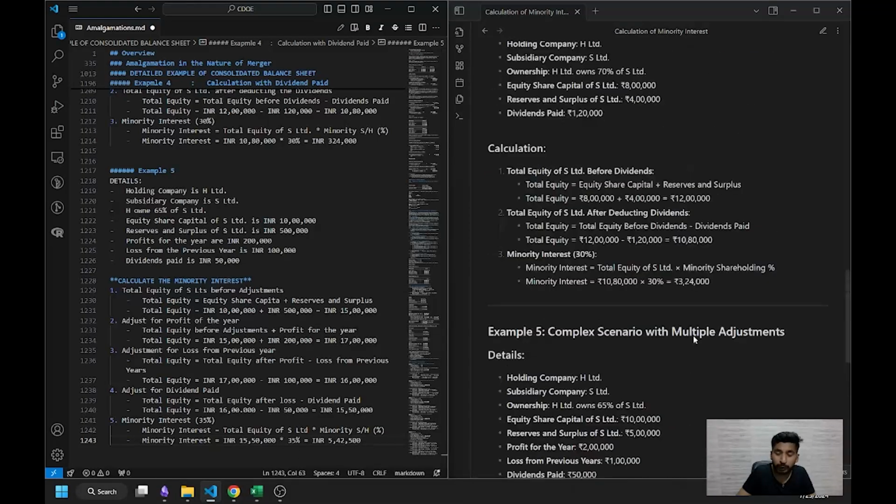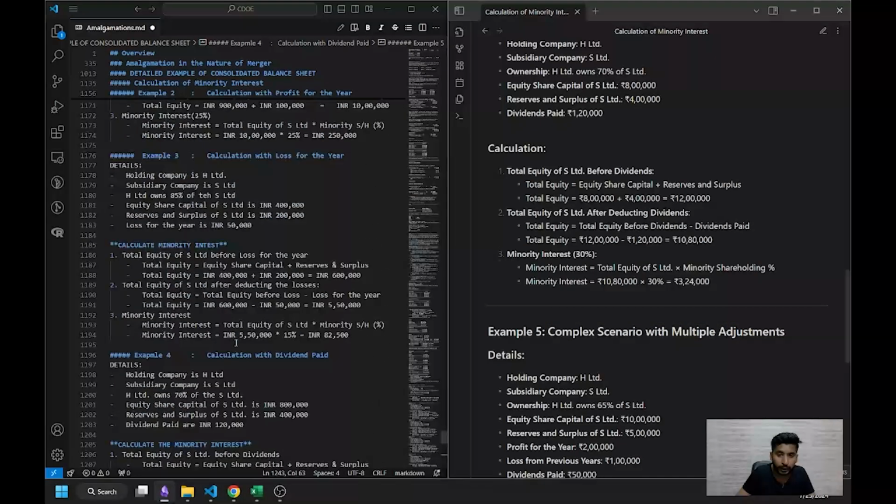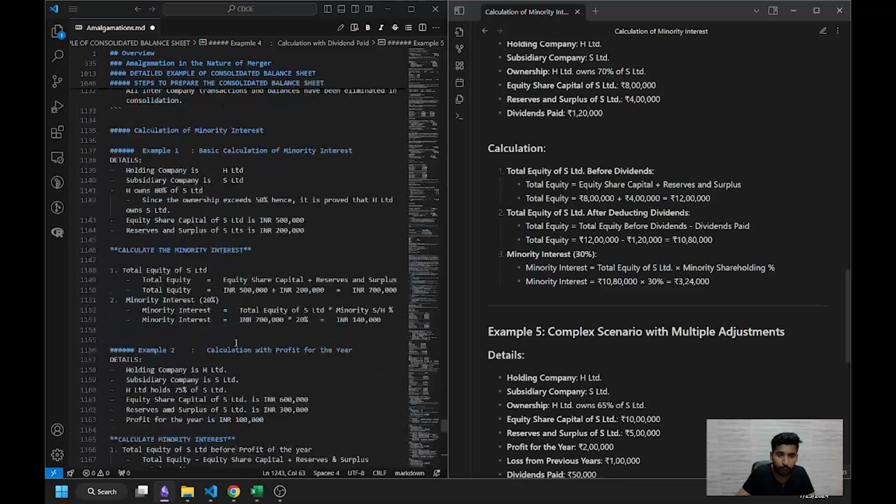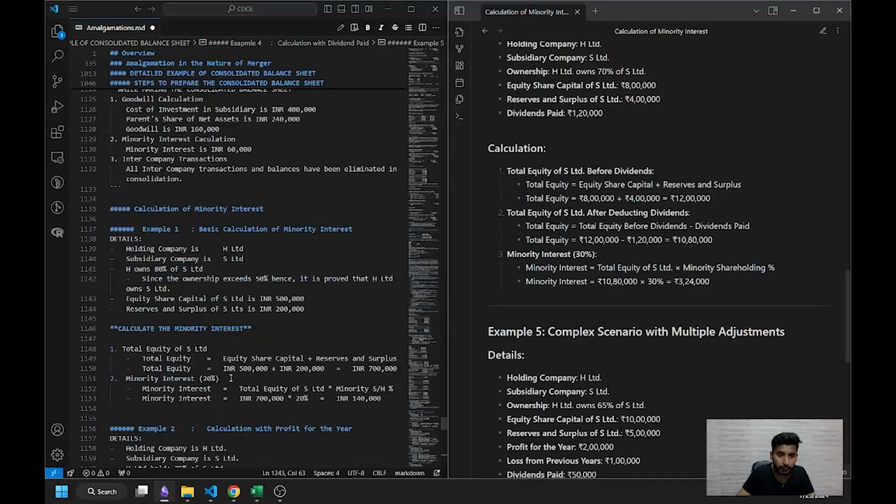So these are the five cases and the various examples from where you can calculate the minority interest. I hope you have understood this calculation of the minority interest. I have tried to go very thoroughly in this.